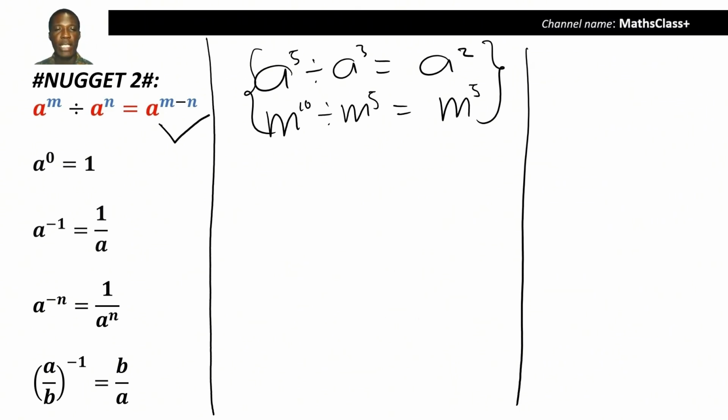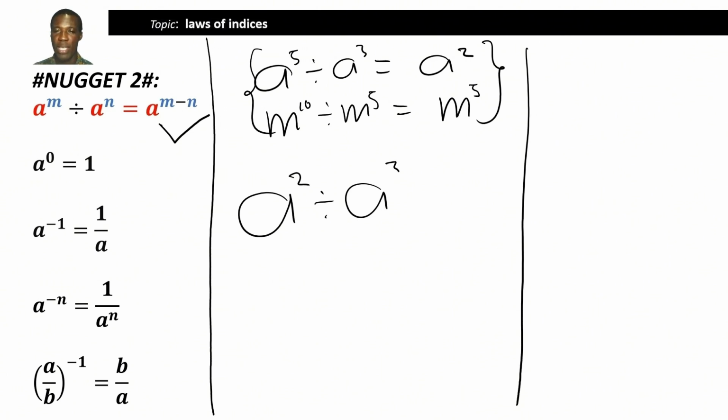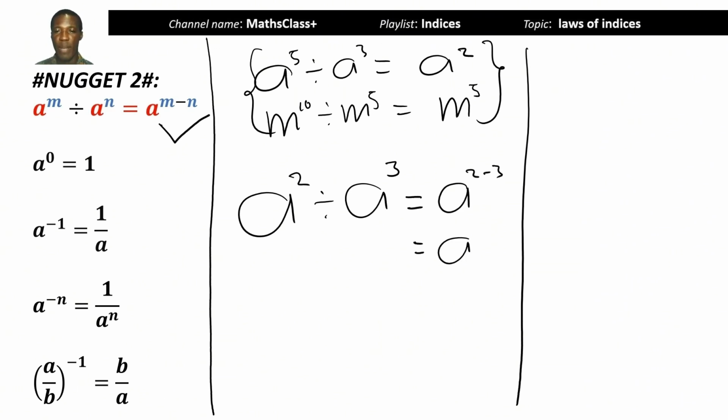Now let's also look at a situation where the exponent of the dividend is lesser than the exponent of the divisor. What will happen? If we have a to the power 2 divided by a to the power 3, here the exponent of the divisor is greater than the exponent of the dividend. This gives us a to the power 2 minus 3, which is a to the power negative 1.